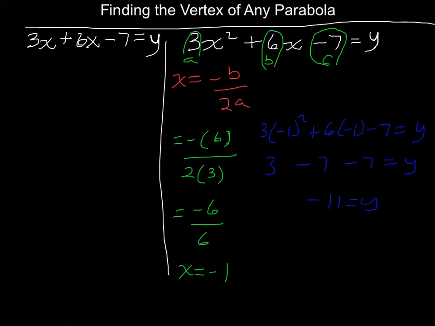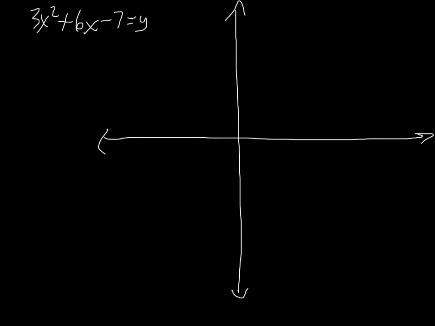Okay, now I think I should have enough information to graph. So on the next slide, we're going to graph this, where x is -1 and y is -3. Not -3, but -11. So x is equal to -1 and y is -11. Okay, so I'm going to go ahead and plot that.